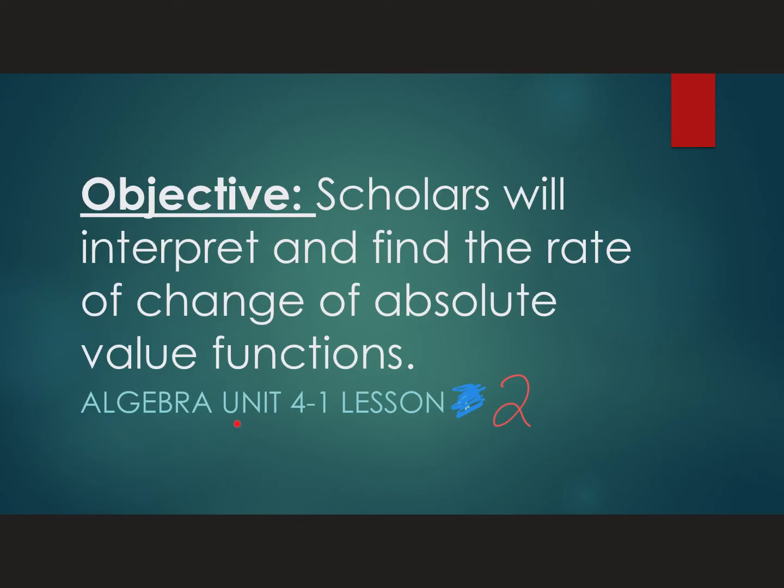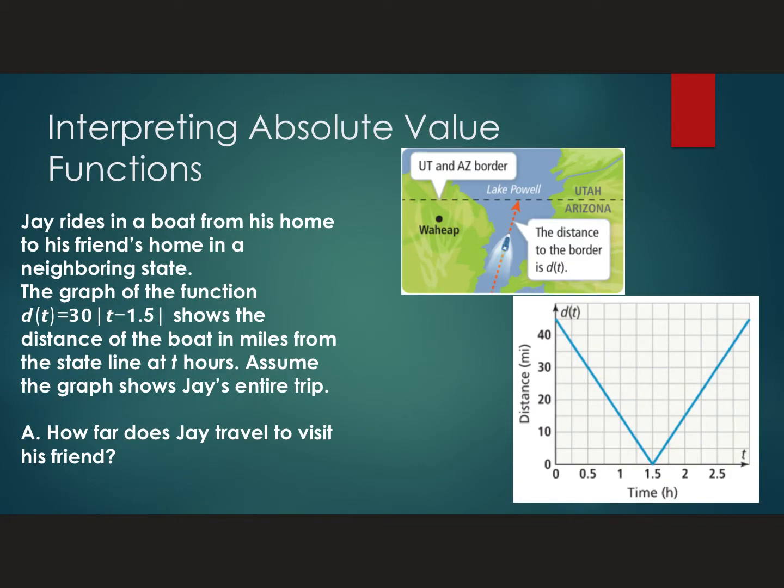Welcome to Algebra 1, Unit 4-1, Lesson 2. I had a typo on here, so I had to erase it and type my 2. So today's objective is scholars will interpret and find the rate of change of absolute value functions. So we are still talking about absolute value functions. So let's look at this first problem.